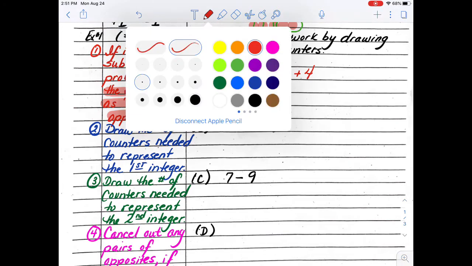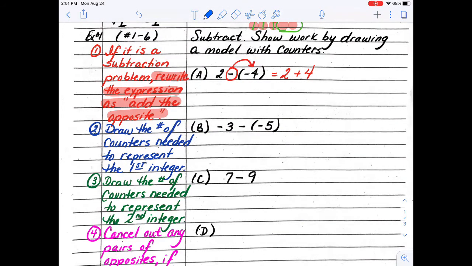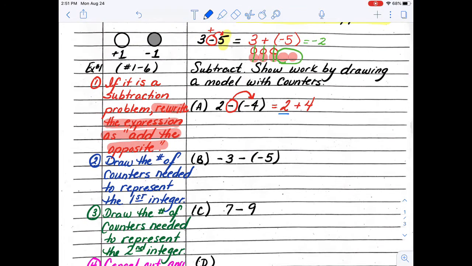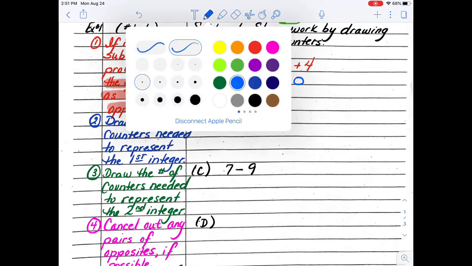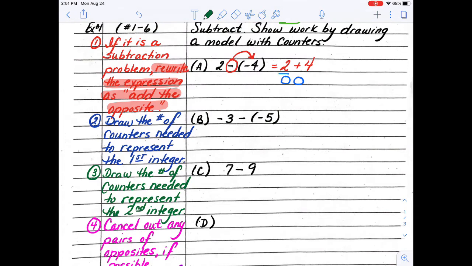And now we are going to go ahead and draw the number of counters to model this for that first integer. And remember, when we're modeling, our positives are our open circles, our negatives are our colored in or darker circles. So let's go ahead and do this one. Positive 2 is 2 open circles. Now, step 3, we're going to draw the number of counters we need for that second integer, and that second integer is positive 4. So I need 4 open counters.